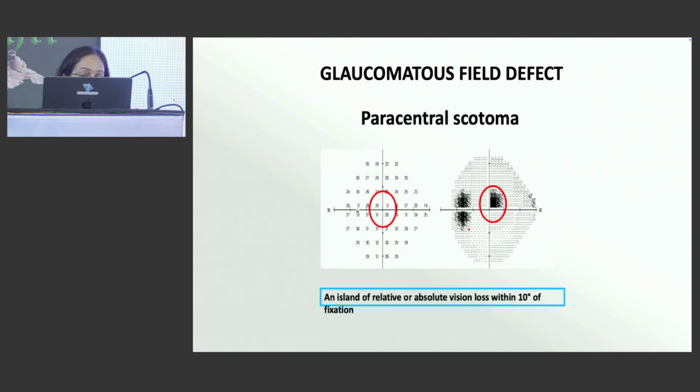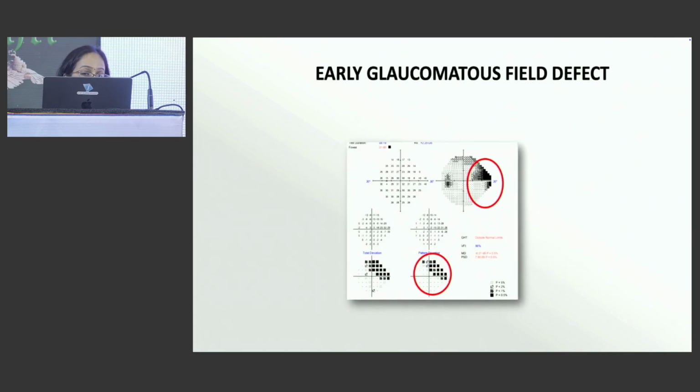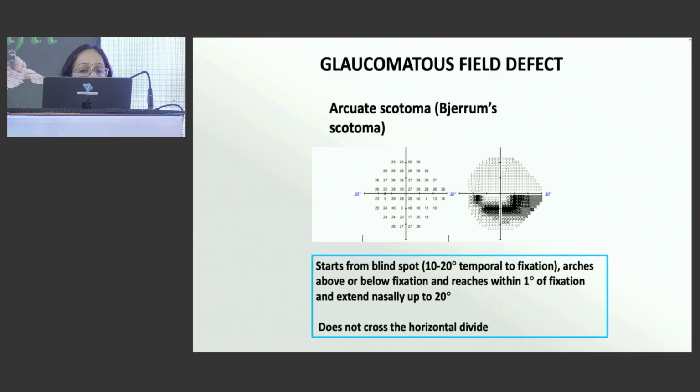And you can have a small island of relative or absolute vision loss within 10 degrees, central or paracentral scotomas. This is almost like an early arcuate scotoma, but usually an arcuate scotoma starts from the blind spot like this. If you have an arcuate scotoma, it's not an early glaucomatous defect; it comes more like an advanced one. It starts from the blind spot, arches above or below the fixation, and reaches within 1 degree of the fixation, and it can extend nasally up to 20 degrees. But it does not cross the horizontal divide. That is the most important thing.